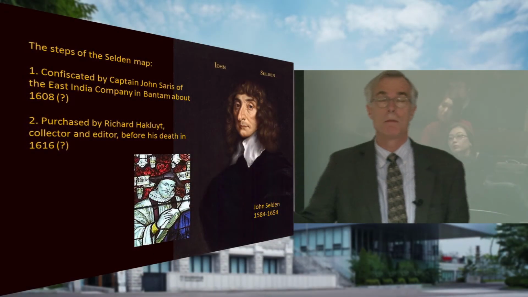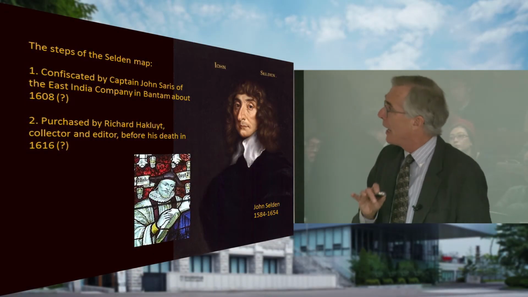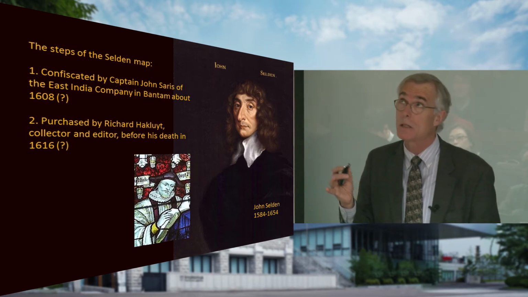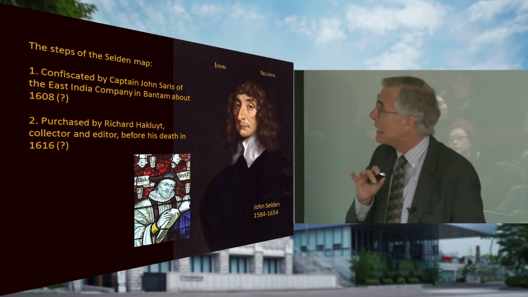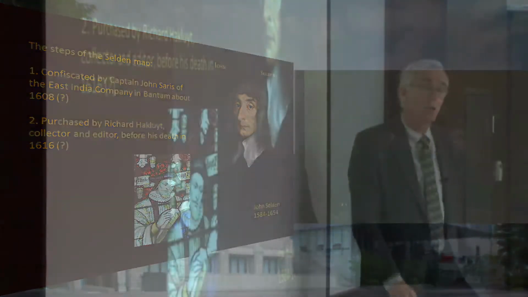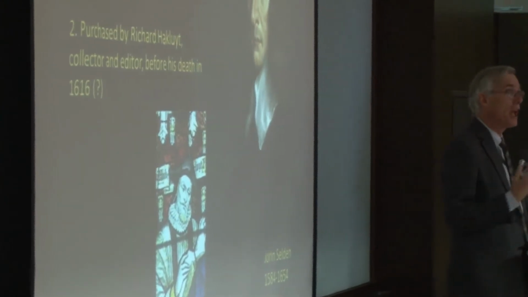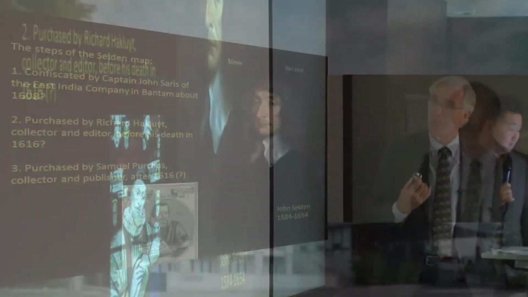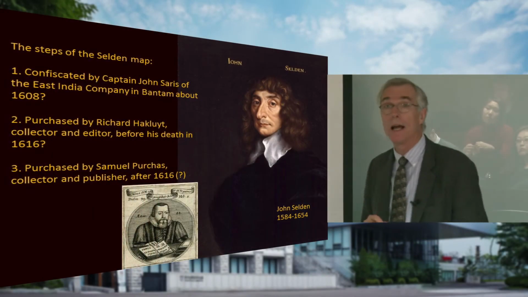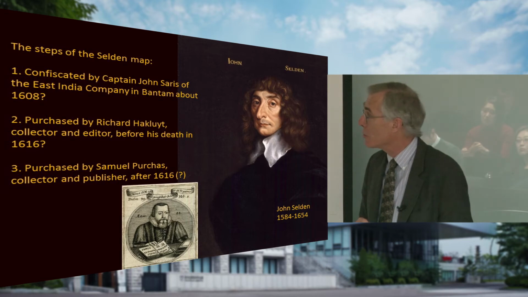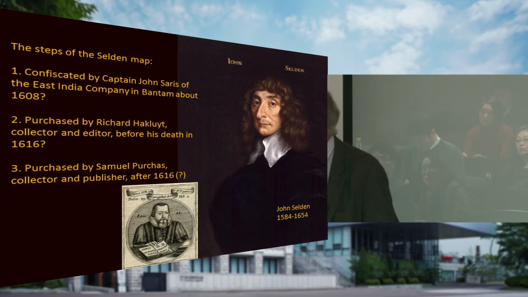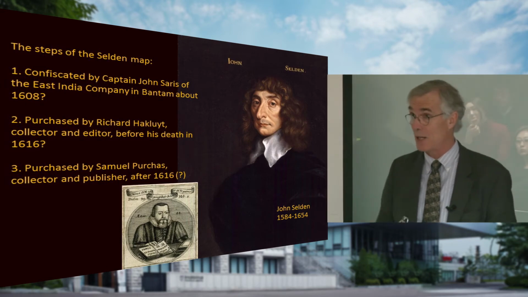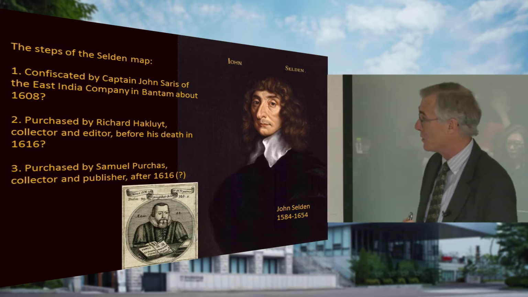Now, John Selden went back to London in 1609, and my guess is that sometime between going back and leaving again, he left in 1613, I think, he probably sold it to Richard Hakluyt, who was the major collector and editor of travel accounts in the early 17th century in England. Now, after Hakluyt died, much of his collection was purchased by Samuel Purchas, who replaced him as the most important publisher of travelers' tales in the 1610s and 1620s.